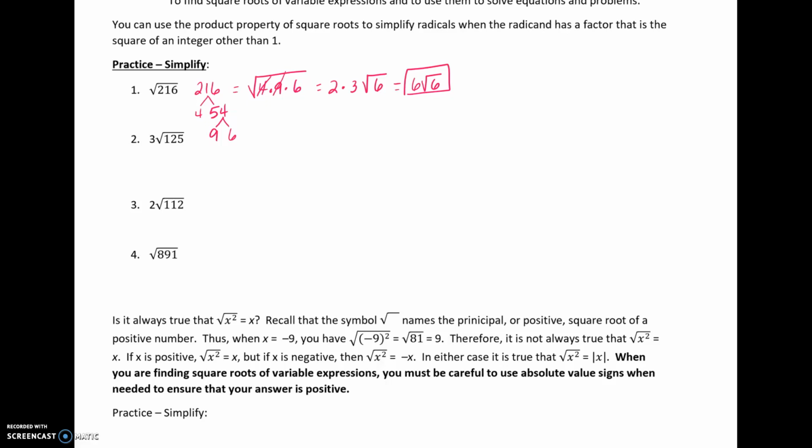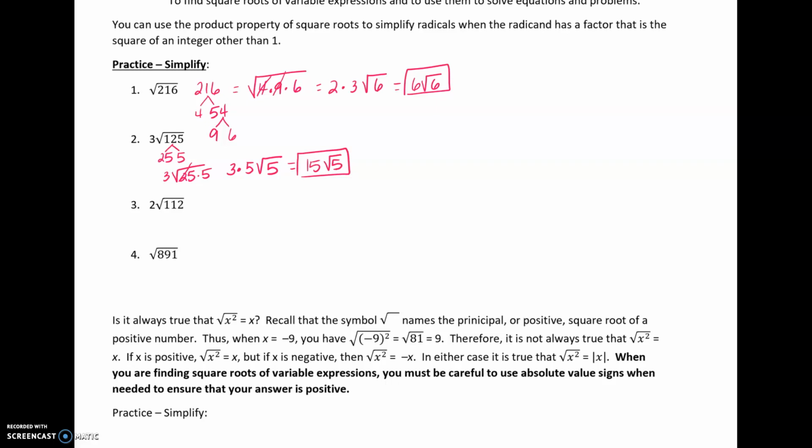Okay, if you notice in number 2, we have a 3 outside of our radical, which is fine. So we have 3 times the square root of 125. 125 is not a perfect square, but I know that it has a perfect square factor of 25 times 5. So I can rewrite this as 3 times the square root of 25 times 5. 25 is a perfect square, it's 5, so now I have 3 times 5 times the square root of 5, because the square root of 5 does not have any other perfect square factors. I multiply the 3 and 5 and get 15, so I get 15 square root of 5.